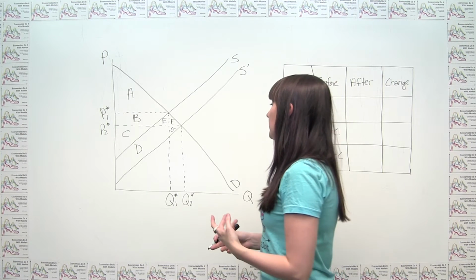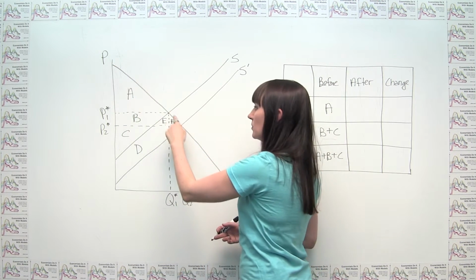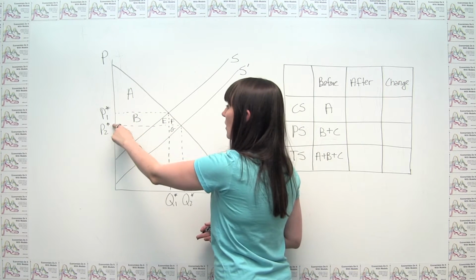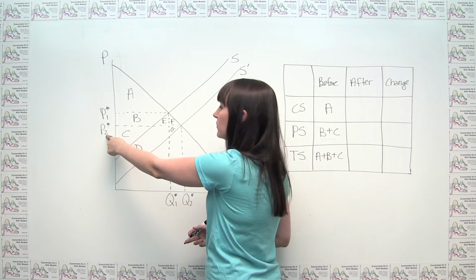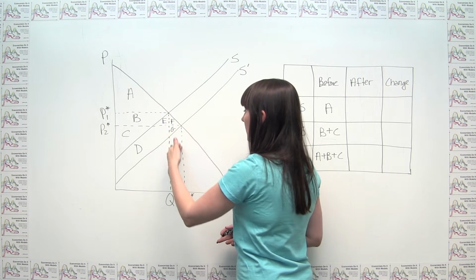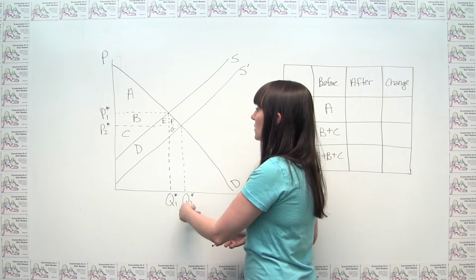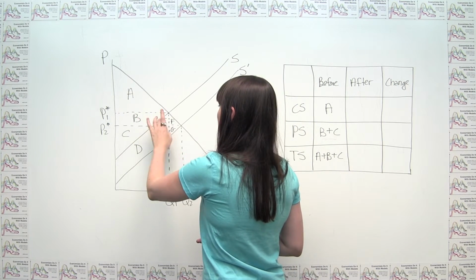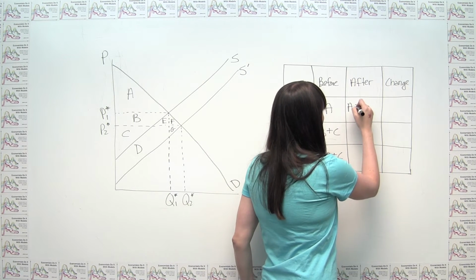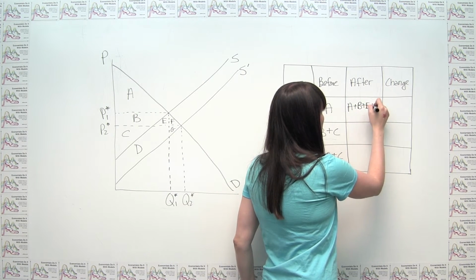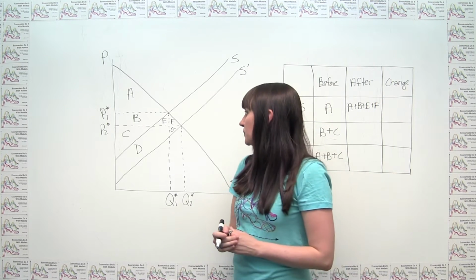Now we can do the after situation. And the after situation, again, same rules. We say that consumer surplus is the area below the demand curve, above the relevant price to the consumer, which is now P2 star, the new equilibrium price, and to the left of the equilibrium quantity, which is now this Q2 star. So consumer surplus is now A plus B plus E plus F. So we can go over here. A plus B plus E plus F.